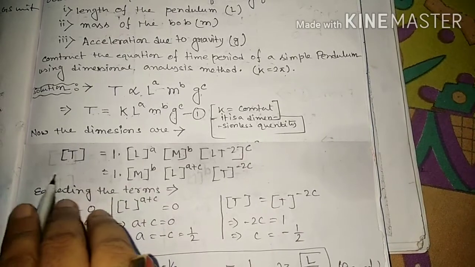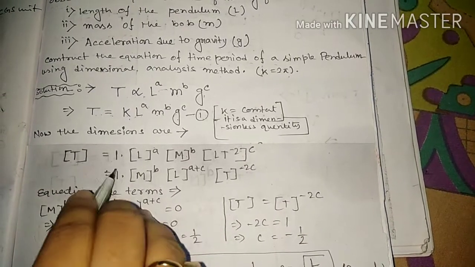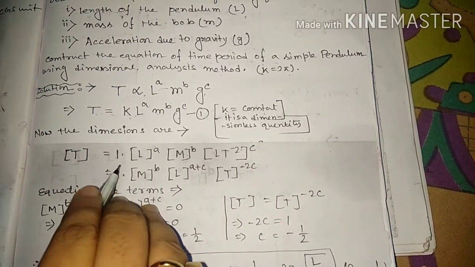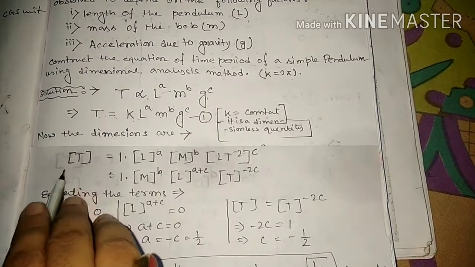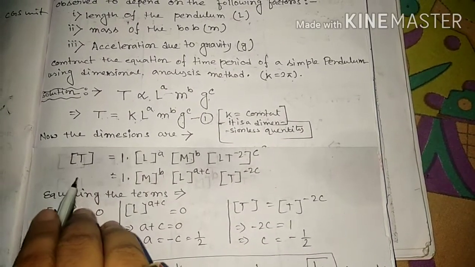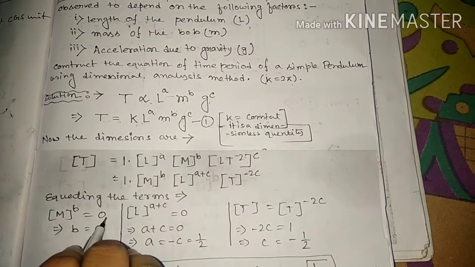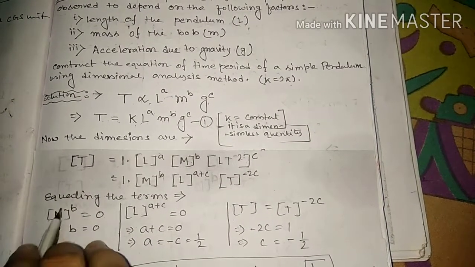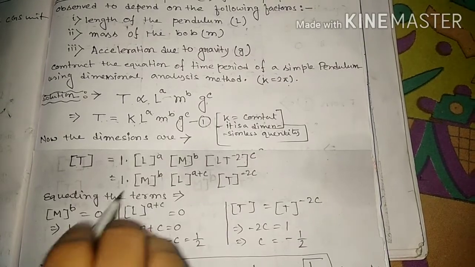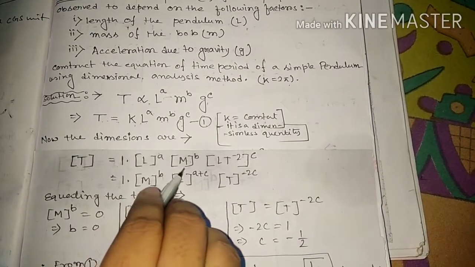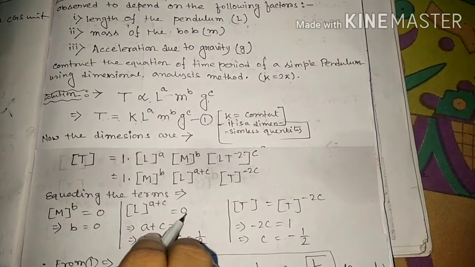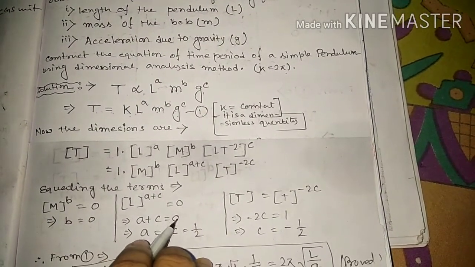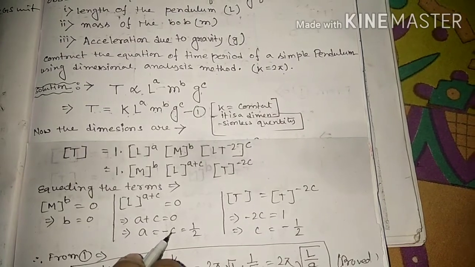Equating means on this side only the t term is there, the other terms, m and L, are not there. So what we can write: m to the power b, since no m term is there on this side, m to the power b equals 0. So b equals 0. Now no L term is there, so L to the power a plus c is also 0. So a plus c equals 0, a equals minus c.